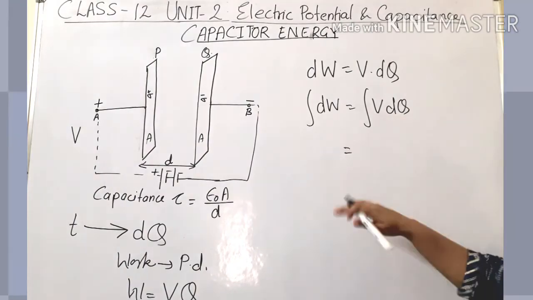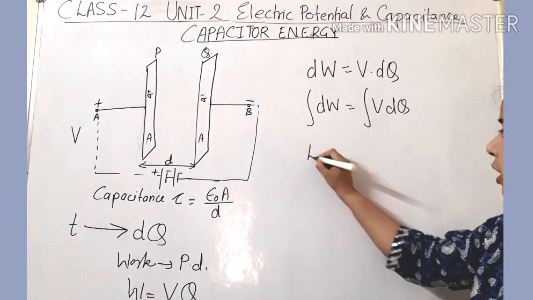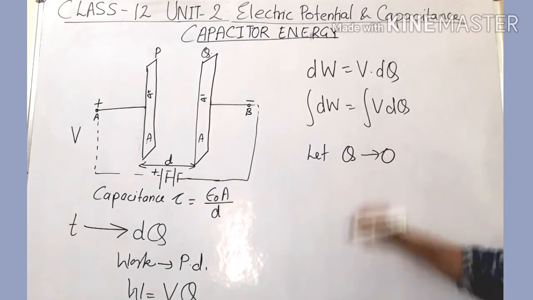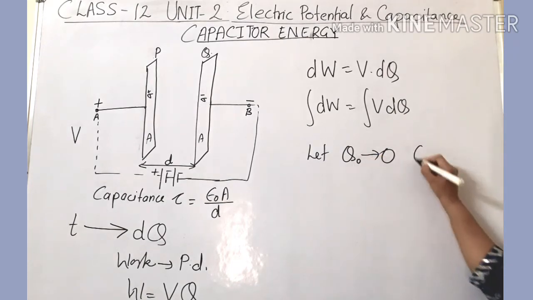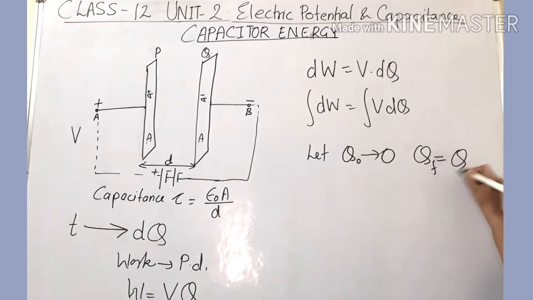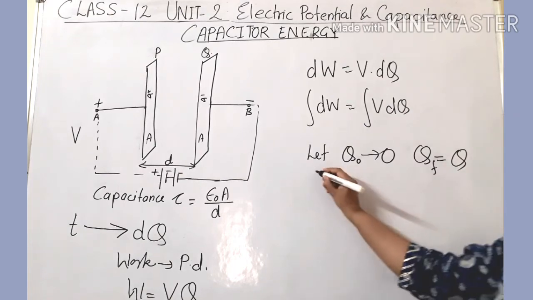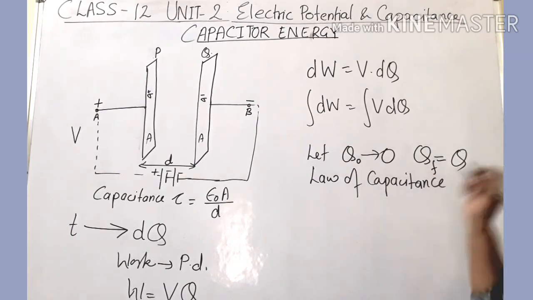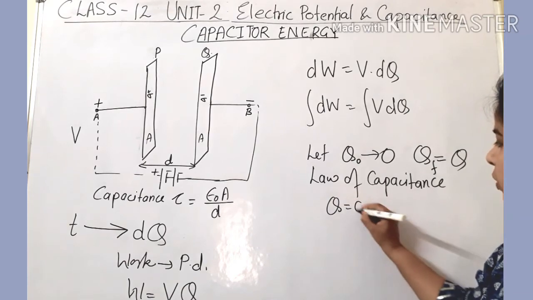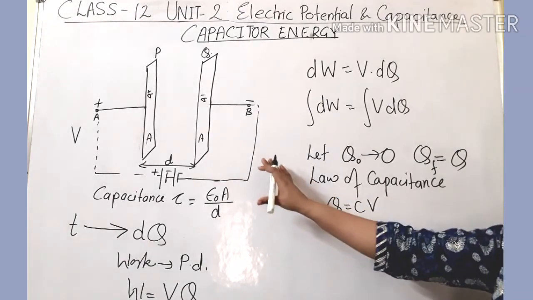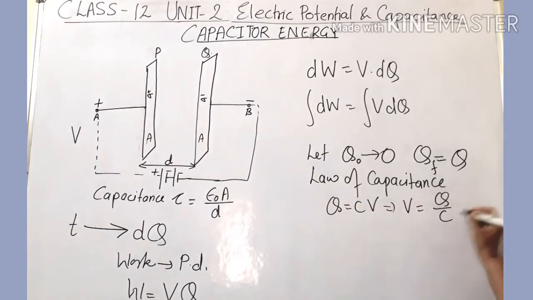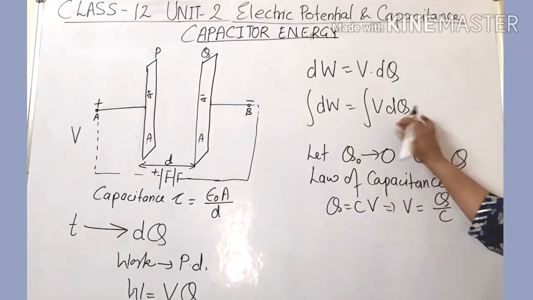Now these steps are very simple. We assume the initial charge over the plate is 0, Q naught, and the final charge over the plate is Q. So the total charge is Q. V is linked with Q by the law of capacitance, in accordance with which Q is equal to C into V. C is fixed for a capacitor, so we can relate V is equal to Q by C.